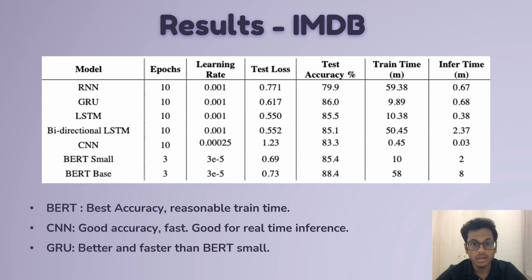On the IMDb dataset, BERT again offers the best accuracy in a reasonable train and inference time. CNN also offers a good accuracy and is extremely fast, which makes it really good for real-time inference tasks. The GRU model, which is a sequential model, is better and faster than the BERT small model.